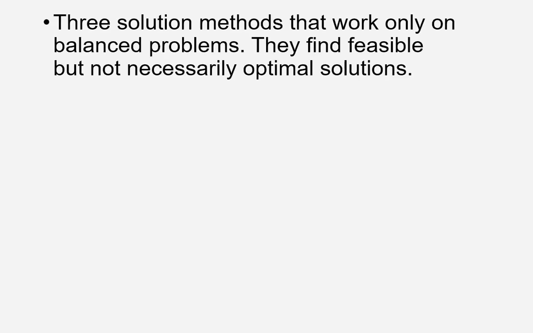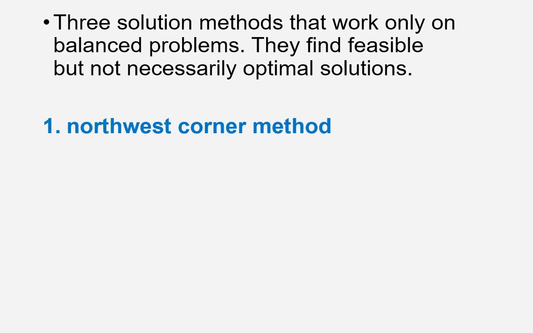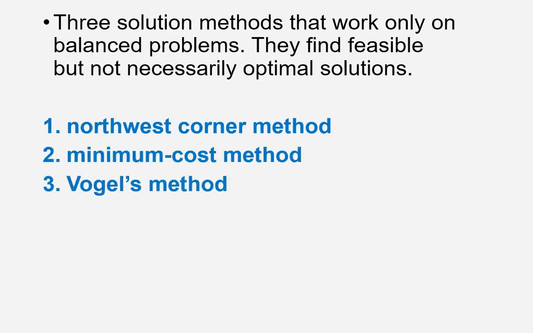So, solution methods or heuristics for the transportation problem. There are three solution methods. One is called the northwest corner, minimum cost, and Vogel's method. Vogel's performs better than the first two, but the first two give you at least a feasible solution. And before you start using any of these, you want to make sure that the problem is balanced.